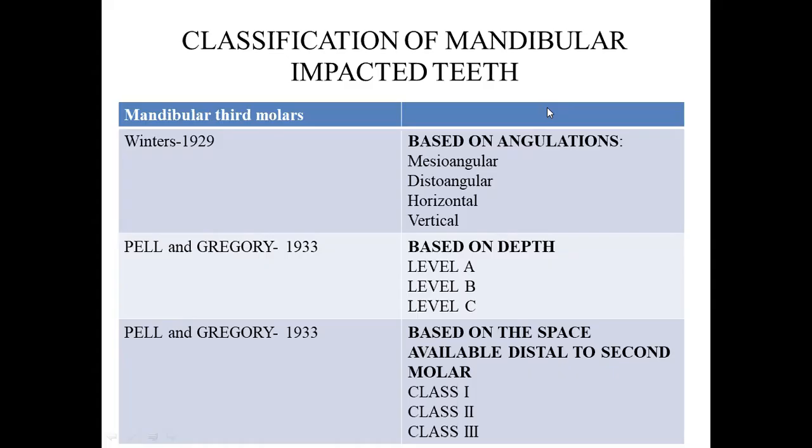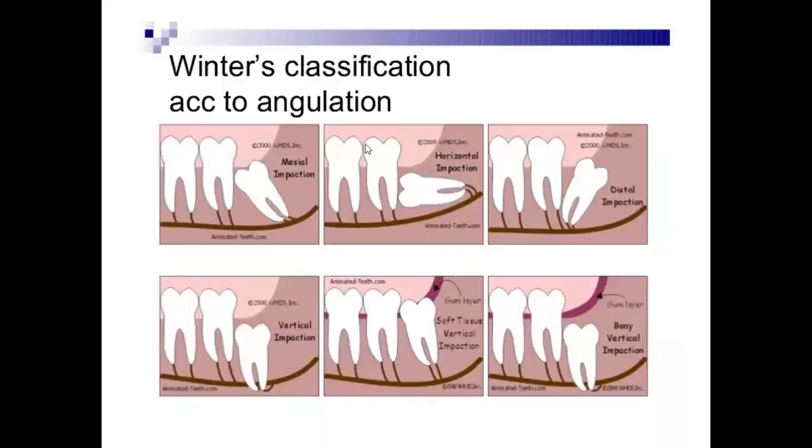For the classifications of the impacted mandibular third molar, there are several authors who gave classifications, which include Winter in 1929, and Pell and Gregory in 1933. According to Winter, he classified the impacted tooth based on the angulation into mesioangular, distoangular, vertical, and horizontal.